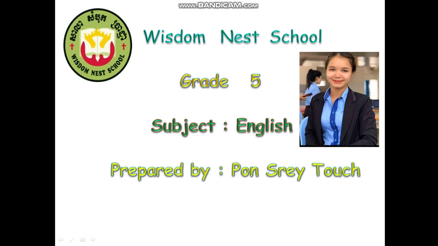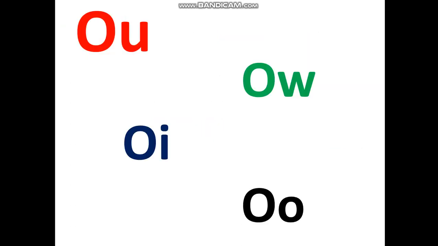And today, teacher comes back and would like to revise the sounds that we have learned. Now you see all these four sounds. Do you remember how to sound all the four sounds? Okay, let's see all together. The sound that teacher highlights in red, we call ow. Ow. You remember? And the sound that teacher highlights in green is also ow, correct?